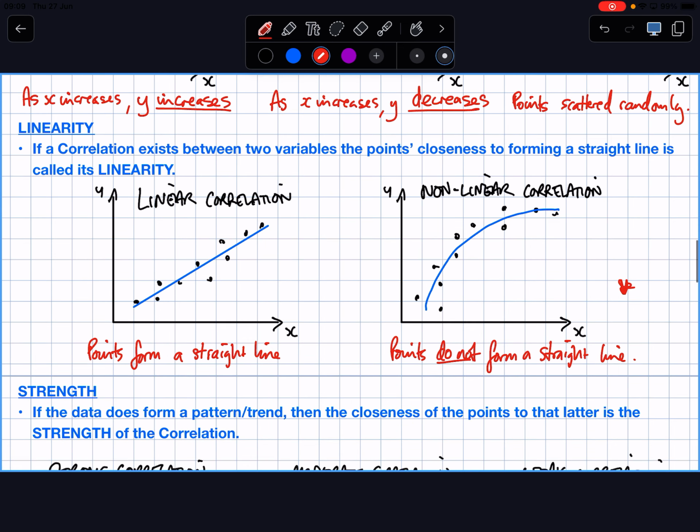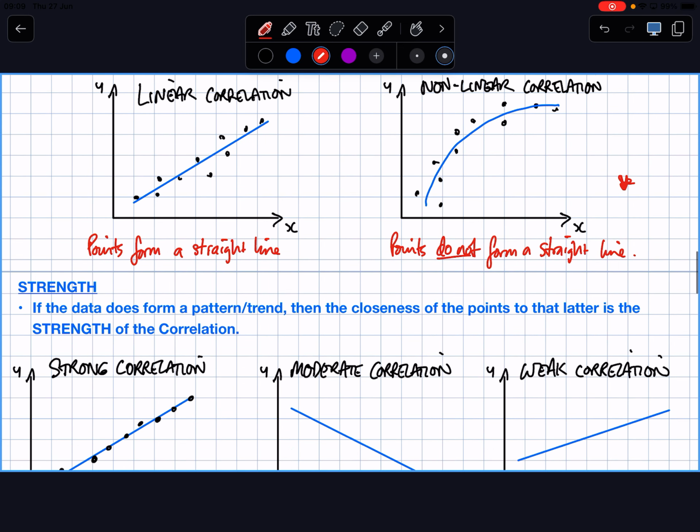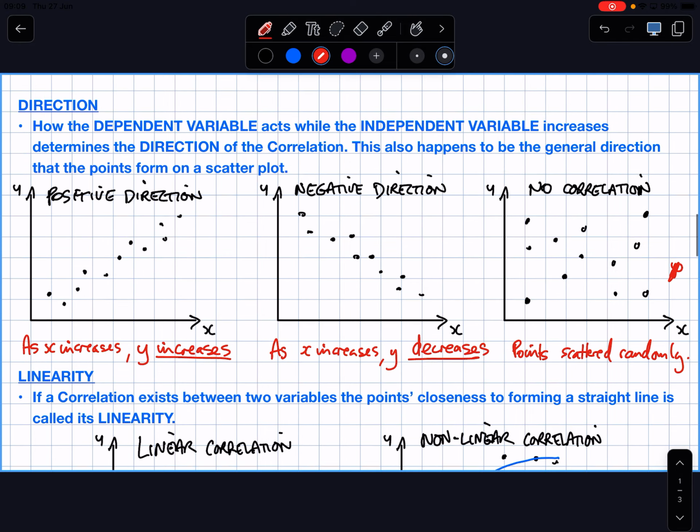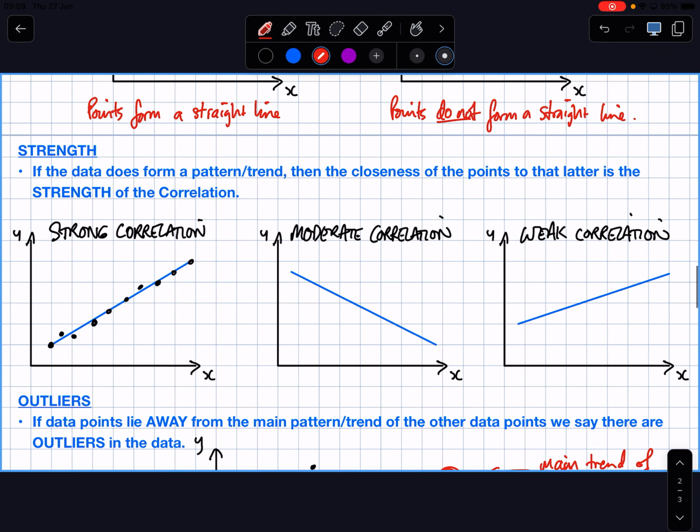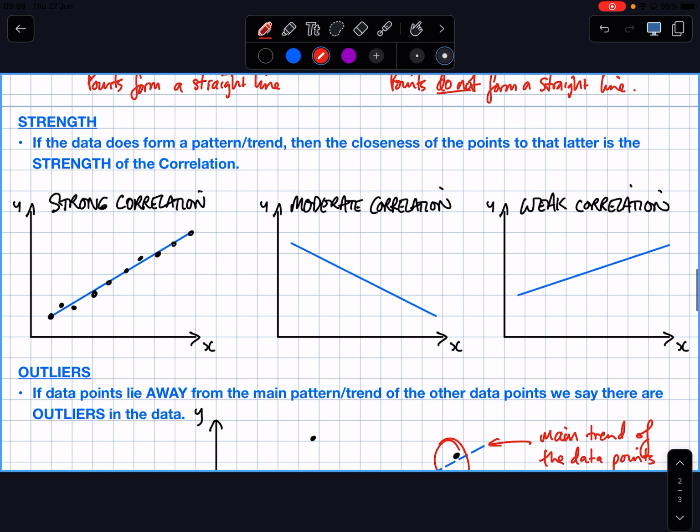Bit further now, we've talked about direction and linearity of a correlation. The next point out of the 5 is the strength of the correlation. If the data forms a pattern or a trend, so we've established the pattern or the trend is linear going positively, the closeness of the points is the strength of the correlation. Do you agree that these points are very close to the trend? They're close to the line? So that would be a strong correlation.